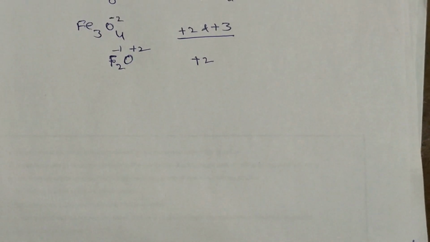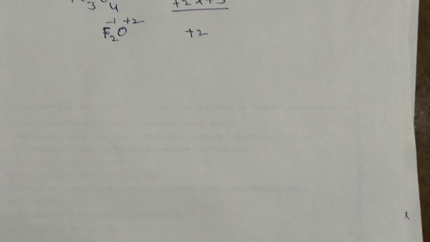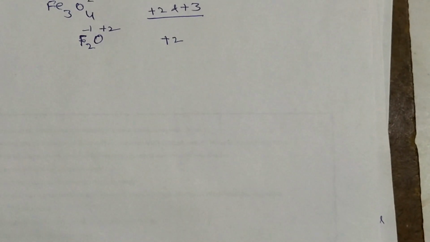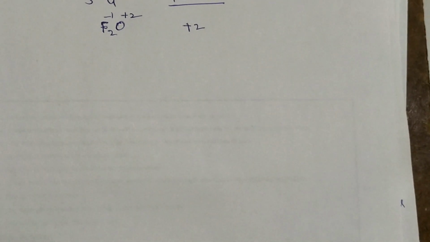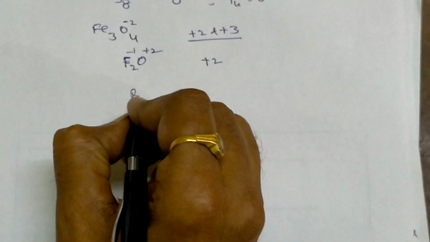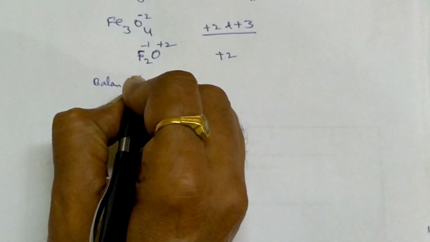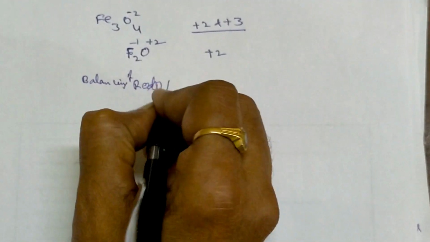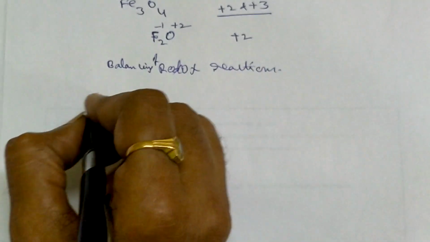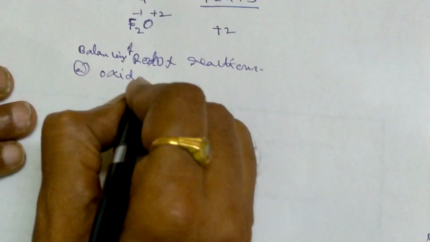Tomorrow we'll see more. Today we'll switch over to balancing of redox reactions. So far we have already seen balancing of normal equations. Now we will see the balancing of redox reactions. In this there are two methods. One is the oxidation number method. The title is balancing of redox reactions, and in this there is the oxidation number method.